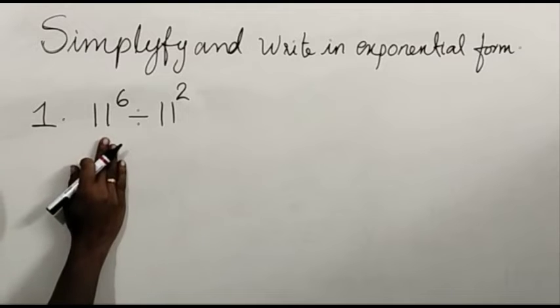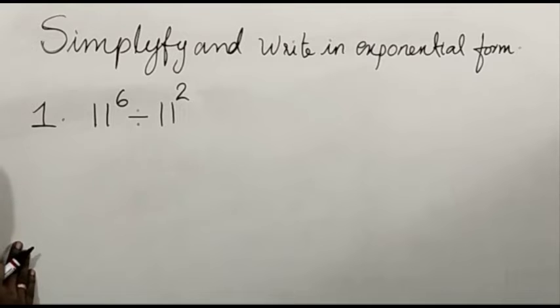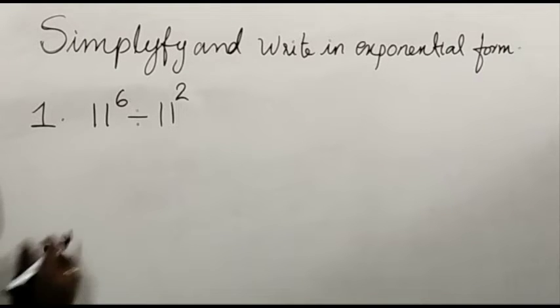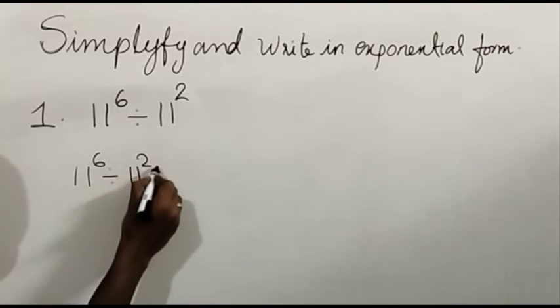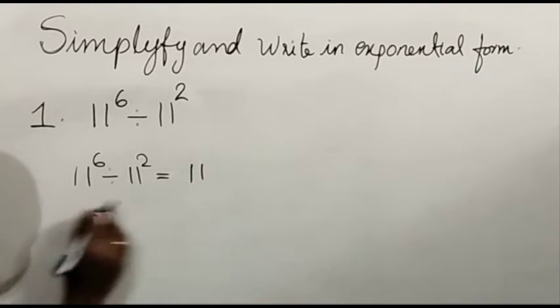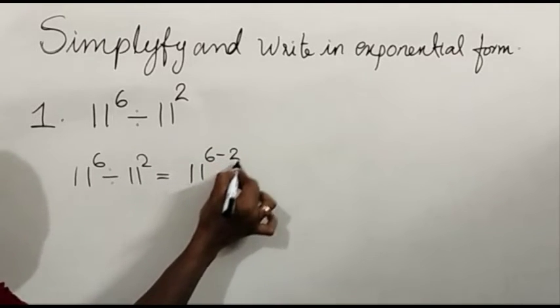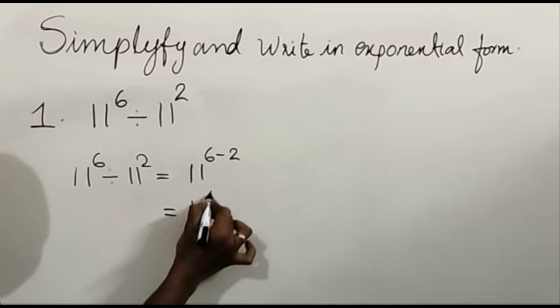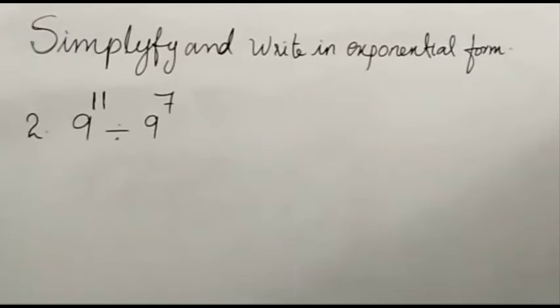First one, 11 raised to 6 divided by 11 raised to 2. We know that a raised to m divided by a raised to n is equal to a raised to m minus n. So here, there is no change in the base. First write 11, then the difference between the powers, that is 6 minus 2, is equal to 11 raised to 4. So the answer is 11 raised to 4.